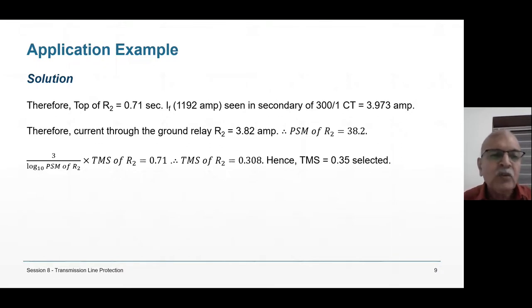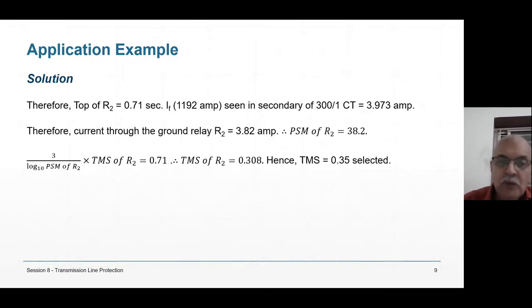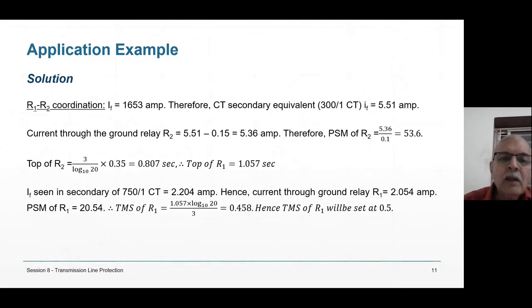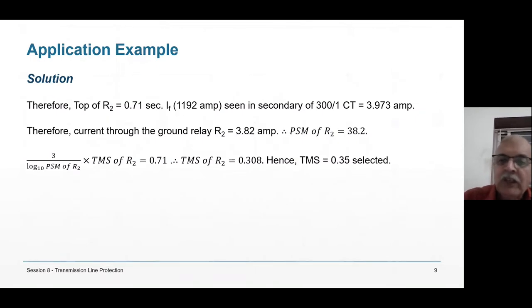TMS 0.35, no doubt the table is taken first. That mistake has been done by the person who is doing the decoration for me. So TMS 0.35 for R2, that is there. TMS of 0.35 for R2. And that calculation is here.